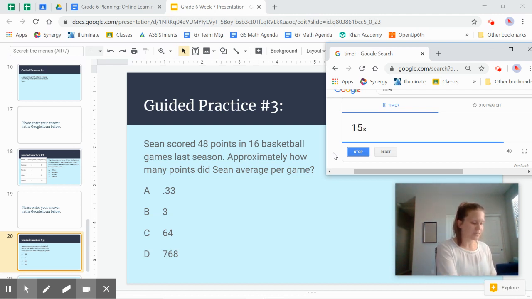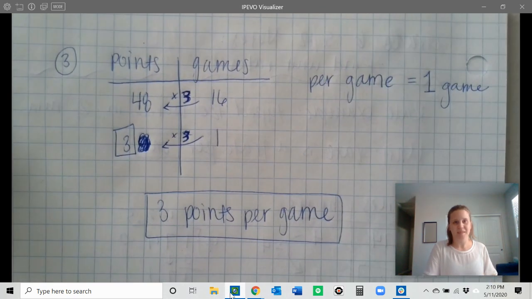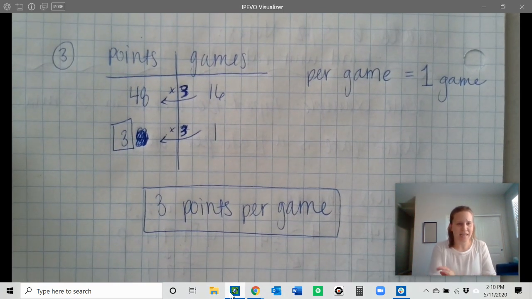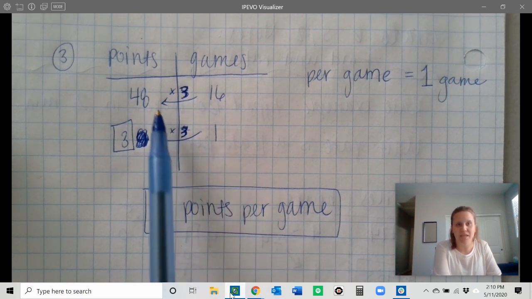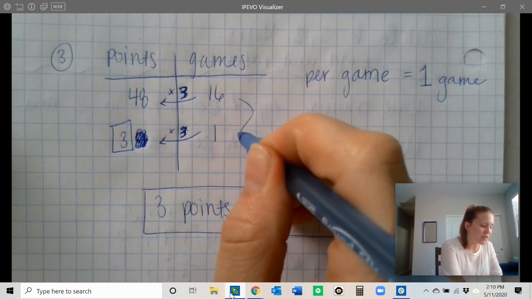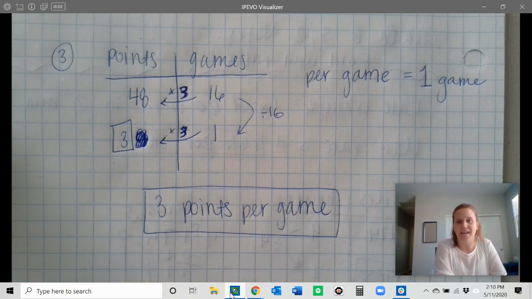Last 20 seconds. Awesome. Let's go ahead and review. My answer was 3 points per game. I made a mistake the first time, but I caught it. When you multiply number of games times 3, you get number of points. You could have also divided by 16. Either way, you find that 3 points per game is your answer.